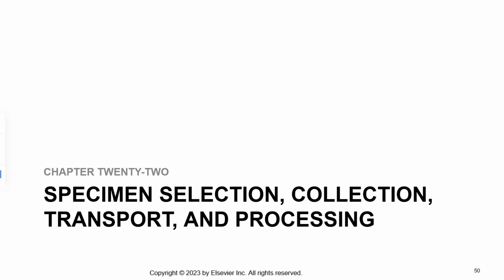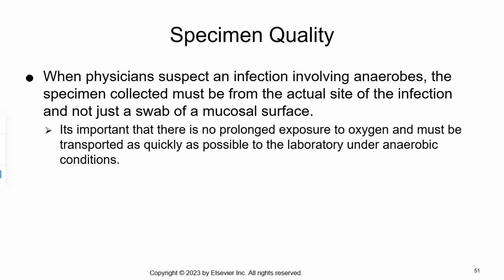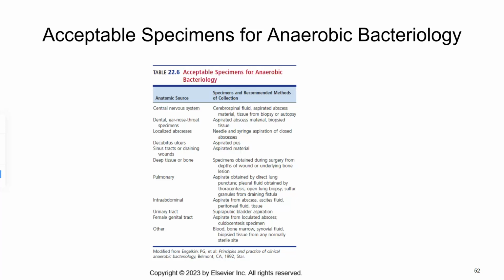Specimen selection, collection, transport, and processing. When physicians suspect an infection involving anaerobes, so let's say it looks black in color or it has a really bad smell, the specimen collected must be from the actual site of the infection and not just a swab of the mucosal surface. So you actually have to get the swab underneath the surface of the skin, deep inside of where the infection is originating from. It's important that there's no prolonged exposure to oxygen, and it must be transported as quickly as possible to the laboratory under anaerobic conditions. These are acceptable specimens for anaerobic bacteriology.